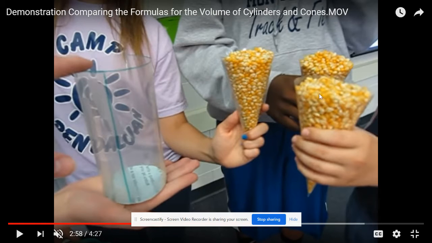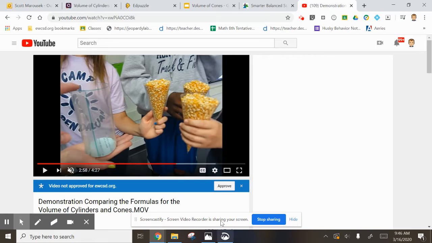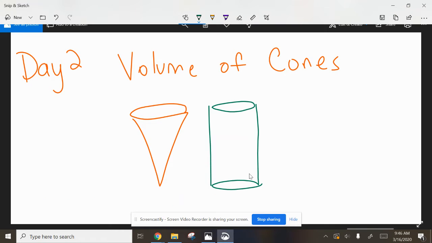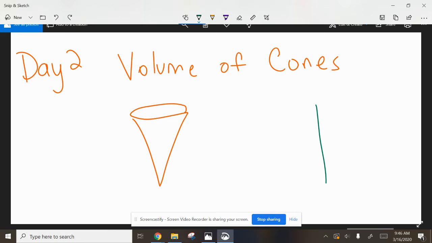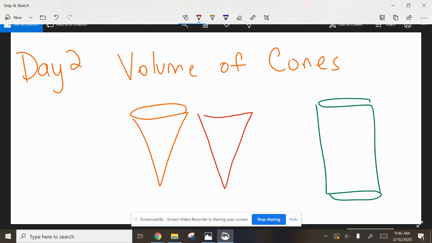All right, let's go back now and talk about our formula. We're dealing with how many cones equal a cylinder. I'm going to draw my cylinder over here, as nicely as I can. I know it's not perfect, but we're going to assume it's the exact same height as these cones. And what you just saw in the visual was that 3 cones equal 1 cylinder.